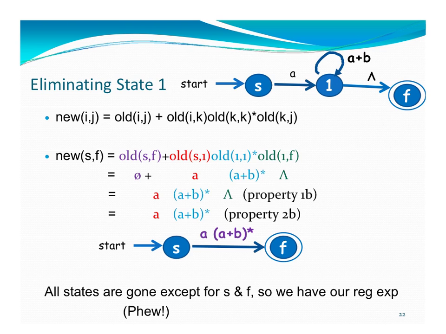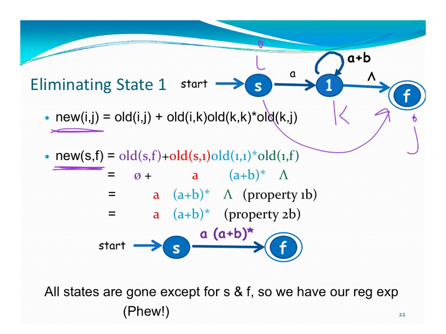Well, state 1 is en route between S and F. So since state 1 is en route between S and F, I'm going to say, all right, well, state 1 is my K, S is going to be my I, and F is going to be my J. So when I try to compute this new IJ, that's actually computing the new SF, right? We're trying to compute what that new arrow going to be from S to F.